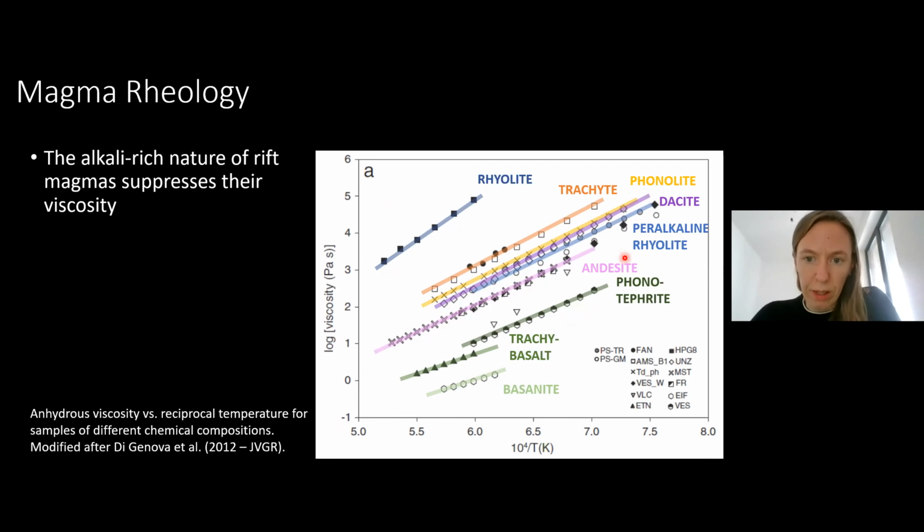So for example, our peralkaline rhyolites, trachytes, phonolites, they all sit around these viscosities of dacite magmas, and typically 2 orders of magnitude lower than normal rhyolites for a given set of temperature and pressure and volatile contents. And this is of course important because a reduced viscosity will also influence the eruptive behavior of the magma, and should also favor less explosivity during the eruptions.